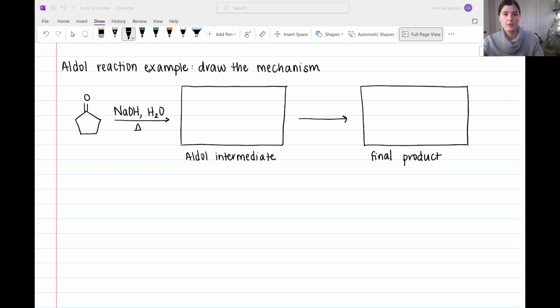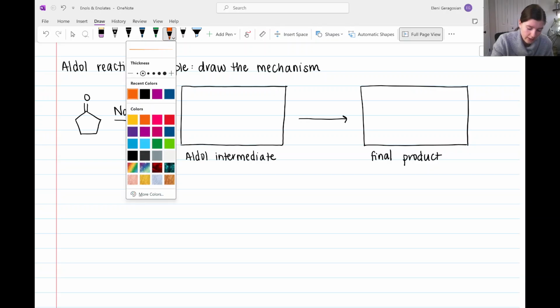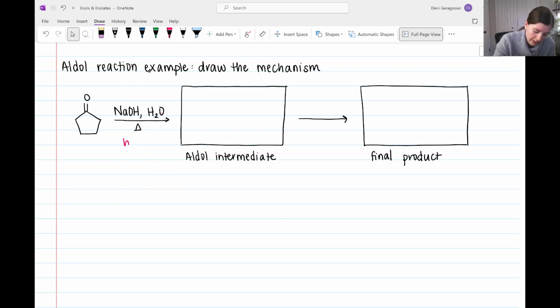Let's do an example where we're working through the mechanism and drawing products for an Aldol type reaction. So we have our cyclopentanone starting material. We have sodium hydroxide and water, so we have basic solution. And this triangle here, delta, represents heat. So this tells us that heat is added. And then we will draw and label the aldol intermediate and the final product.